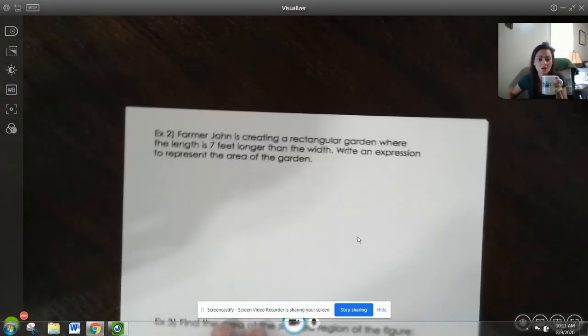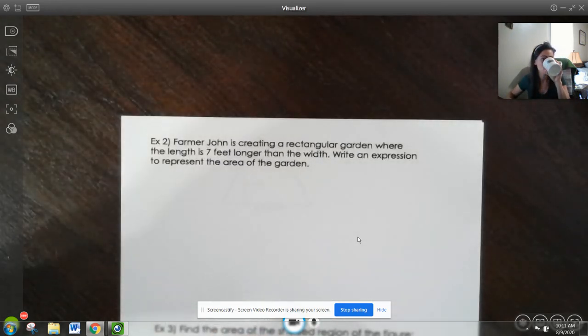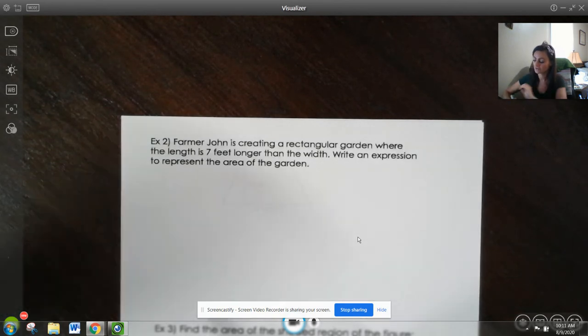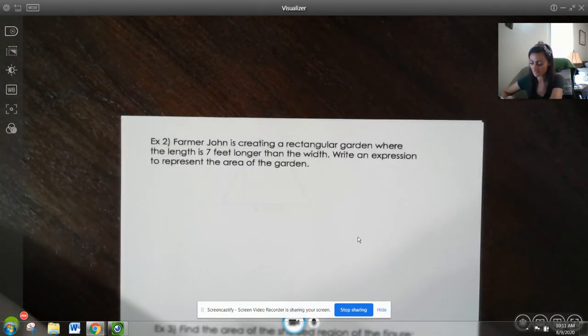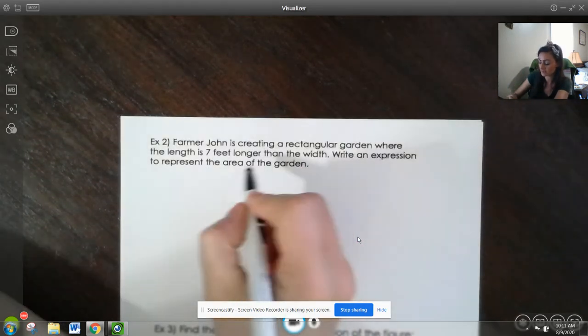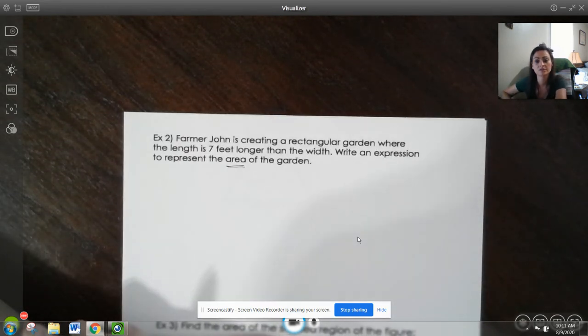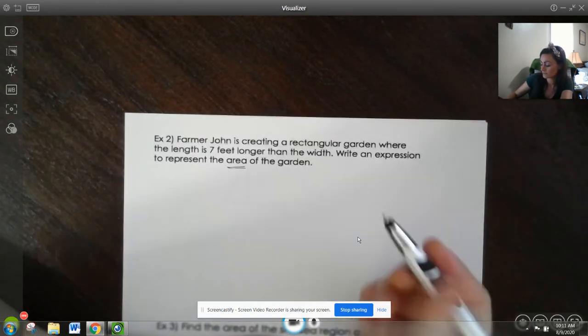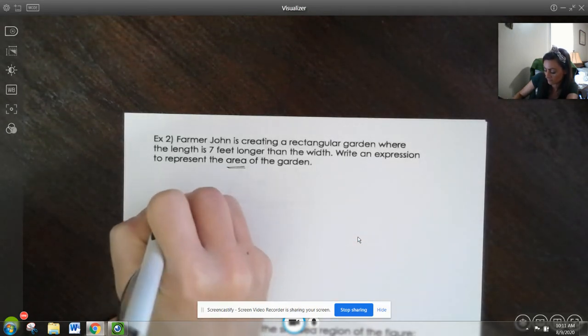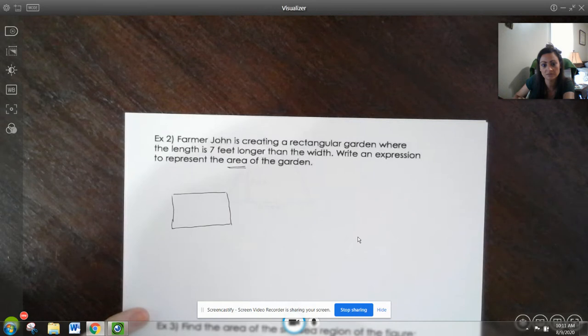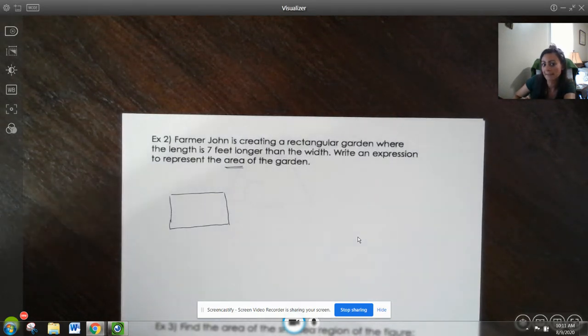Everyone's favorite word problems. So Farmer John is creating a rectangular garden where the length is 7 feet longer than the width. Write an expression to represent the area of the garden. Because I see area, I know I'm going to be doing multiplication. It's a rectangular field. Those of you that had me in Math 1 know how much I love drawing pictures with my horrible art skills.